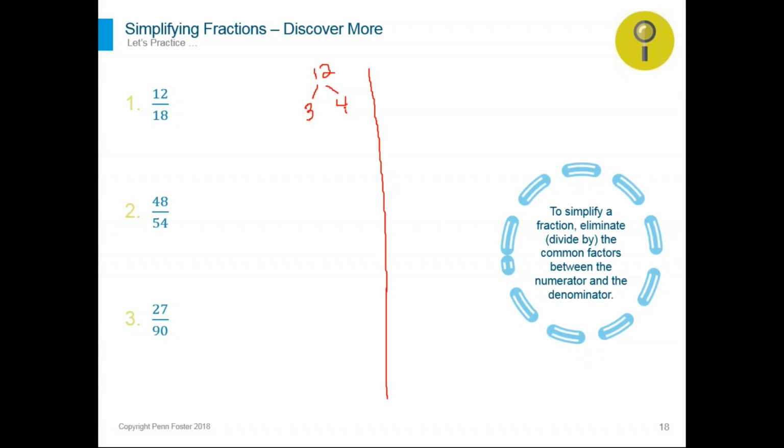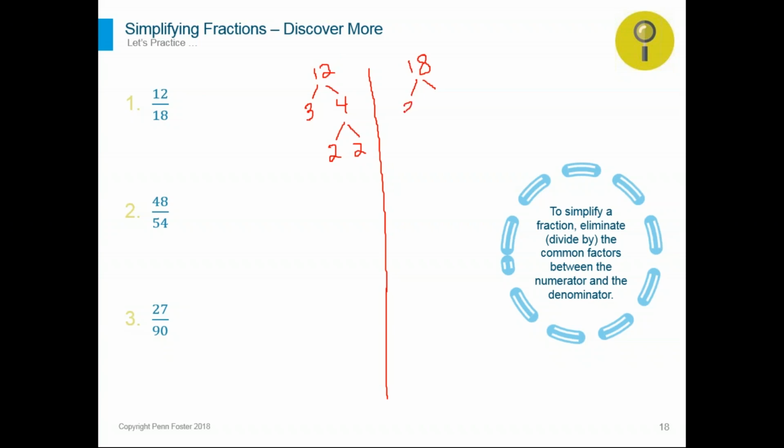Look at the 4. 4 is what times what? It's 2 times 2. Am I able to factor 2 and 2 even more? And the answer is no. Then the factors of 12 are 3, 2, and 2. What about 18, the denominator? Remember, we want the common factors between 12 and 18. So we're listing the factors of 12 and 18 and seeing which ones are common, shared between the two.